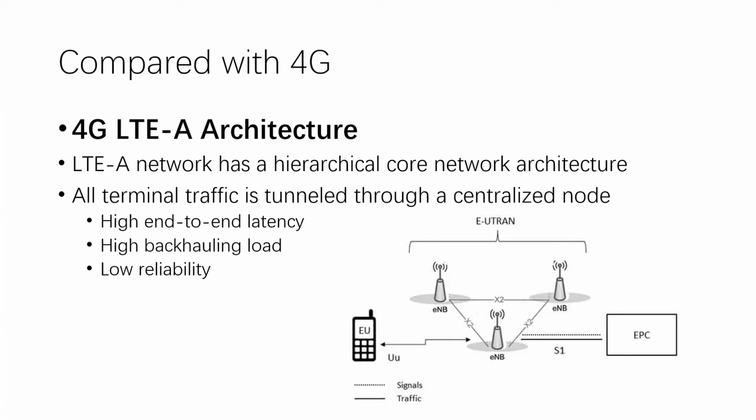Now, in this architecture, all terminal traffic is tunneled through centralized nodes, such as the serving gateway or the PDN gateway that we have up there. And these are controlled through the support of MME, HSS, and PCRF modules. Now, high end-to-end latency, high backhauling load, and low reliability are some of the results that could come when these networks are overloaded with too many users.